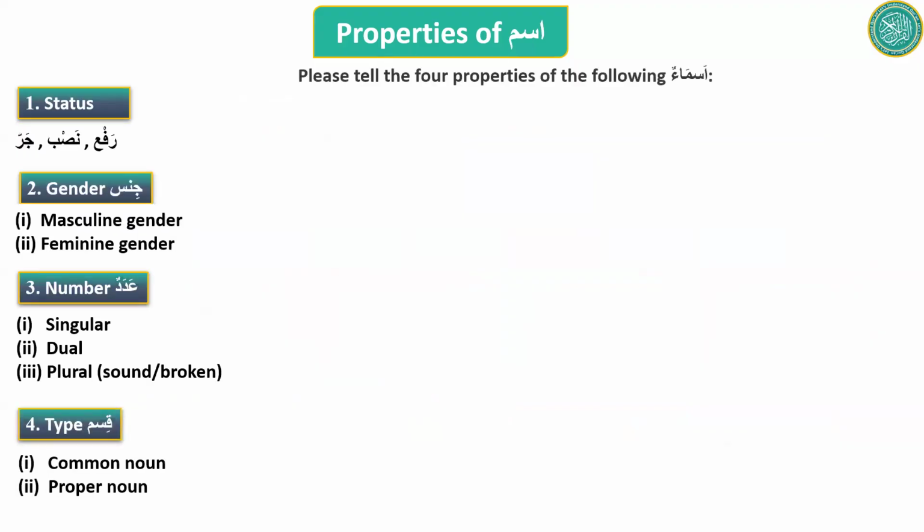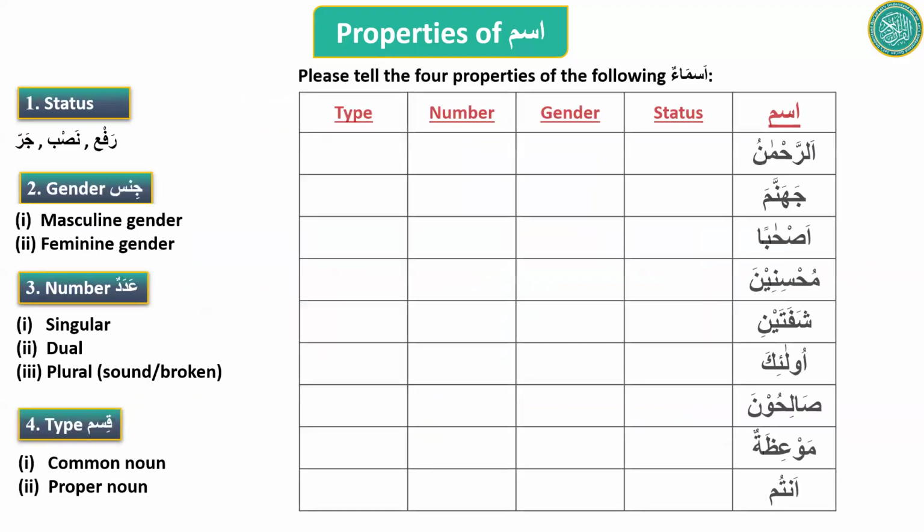So now is the time to practice. Now we have to tell all the four properties of an ism, and I'm going to get help from the participants. We need to tell the status: is it rafa, nasab, or jar? We need to tell the gender: is it feminine or masculine? We need to tell the number: is it singular, dual, or plural? And we need to tell the type: is it a common noun or a proper noun?